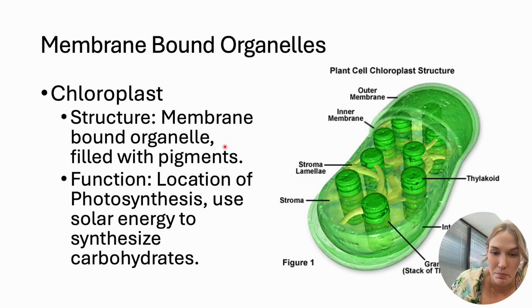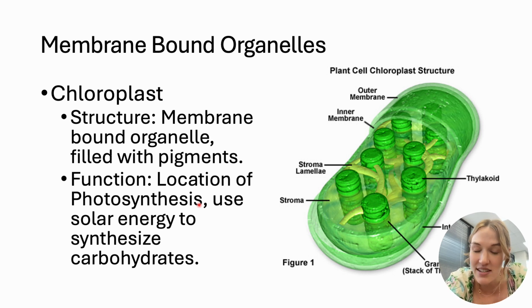It is filled with pigments. We call it chlorophyll. And it is, of course, very important for a very special process called photosynthesis, where it uses solar energy to synthesize carbohydrates. We will talk a little bit more about the structure of chloroplasts when we get to that unit, Unit 3. So you don't need to worry too much about things like the thylakoid and the stroma. But do know that it is double membrane bound.